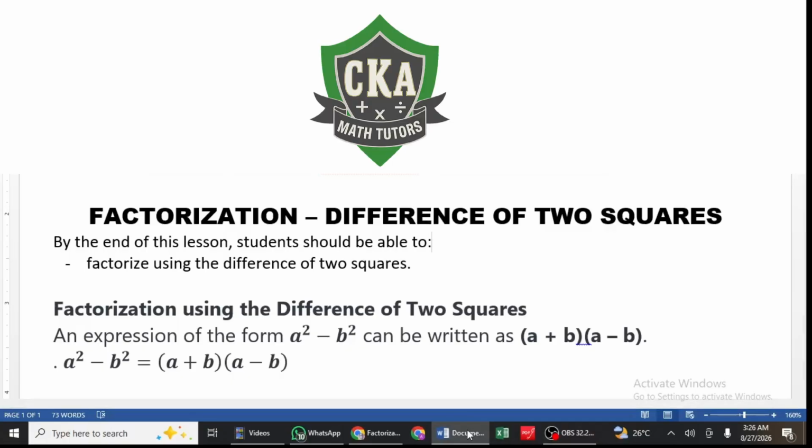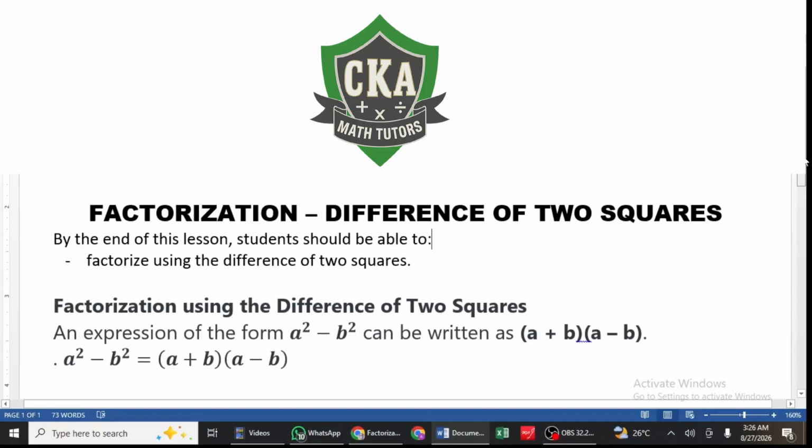Today we'll be discussing factorization, and that is difference of two squares. By the end of this lesson, you should be able to factorize using the difference of two squares.